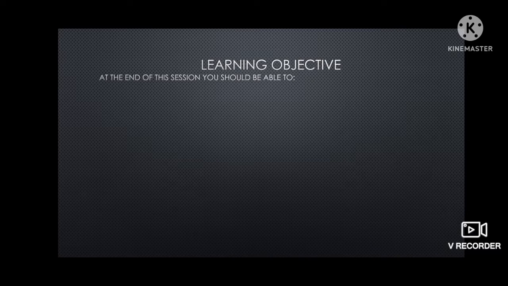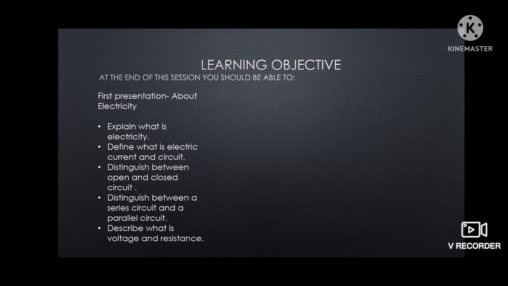The objective for this topic: at the end of this session, you should be able to, first, explain what is electricity, define what is electric current and circuit, distinguish between open and closed circuit, and distinguish between a series circuit and a parallel circuit. Describe what is voltage and resistance. Second presentation.